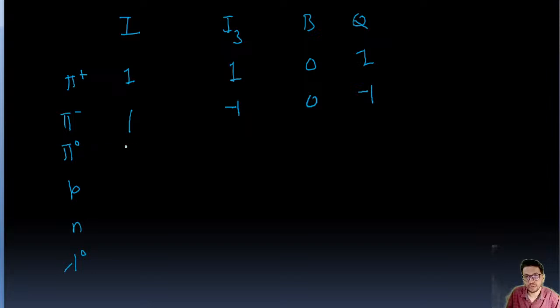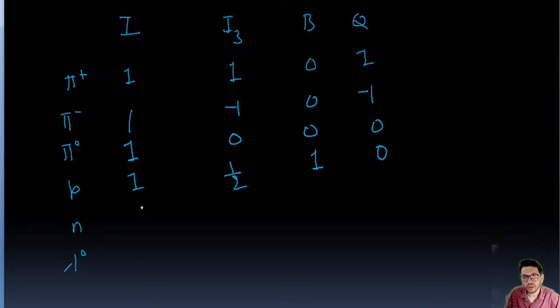For pi 0, we know the isospin is 1 and this value is 0, I have already found that. Because it doesn't come in the baryon category, it comes in the meson category, the baryon number is 0 and the charge is 0, guys. For proton, the isospin is 1 half, that we know, and I3 I have found, that is plus half, and it is a baryon, so 1, and the charge is 0.